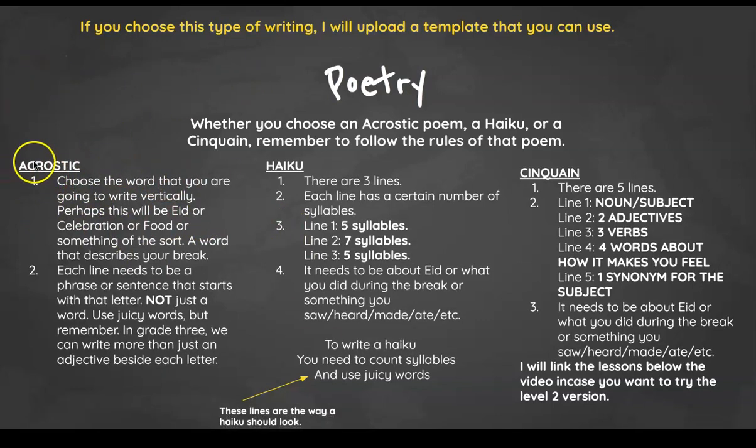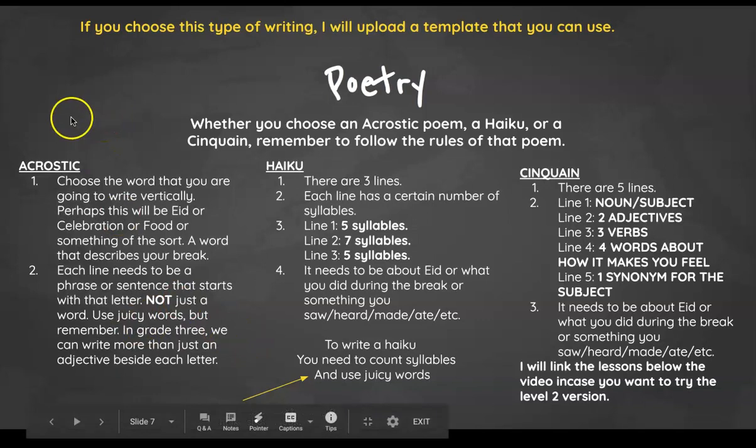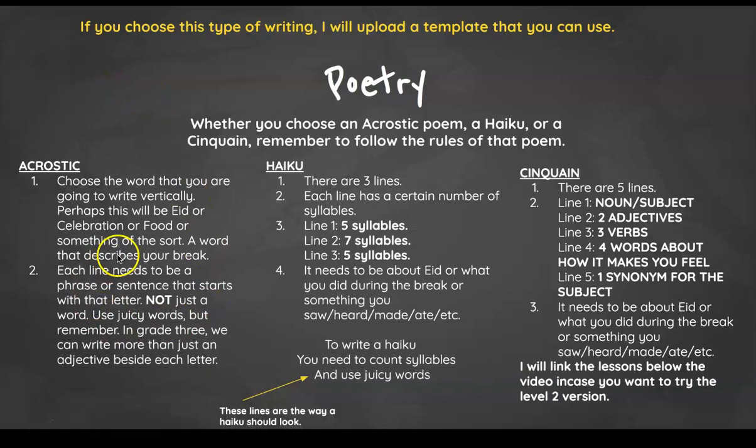So remember, if it was acrostic, the A would go at the top, the C would go underneath, R, O, S, T, I, C, so that you can write things across from each letter. So maybe it'll be Eid, or maybe celebration, or food, something of that sort. Then each line needs to be a phrase or a sentence. We are in grade 3. We are not just going to put a juicy adjective. We are going to write a sentence or a phrase that goes with it, okay?